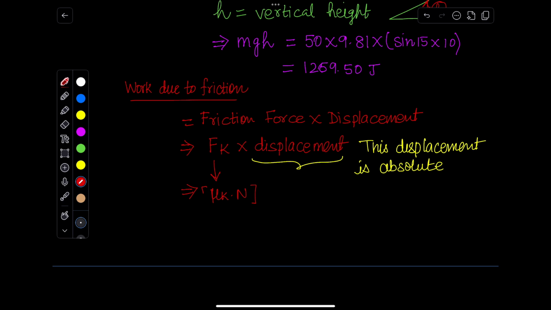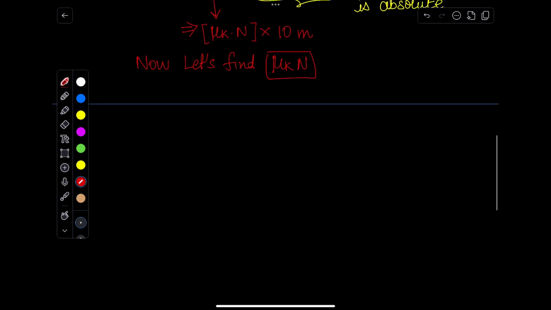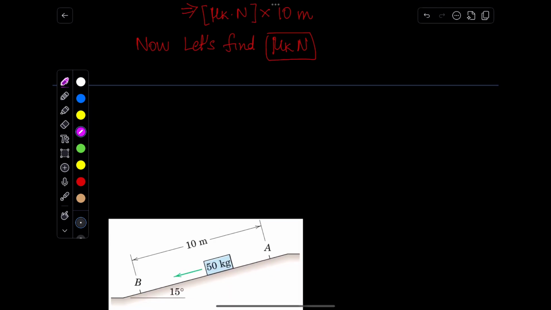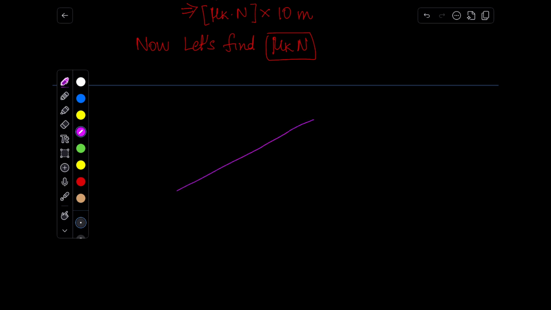So we can write the frictional force is the kinetic friction coefficient multiplied by the normal force. This is the formula, multiplied by 10 meter. Now the question is how to calculate this N. N is the normal force. For this case, we have to make a free body diagram. From the free body diagram, we can calculate the normal force working on this body.